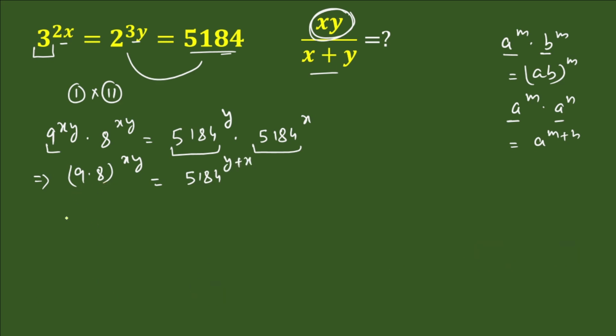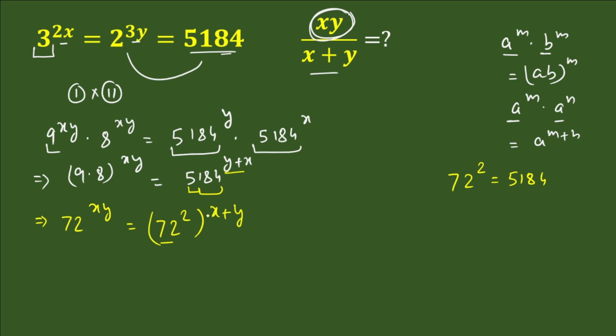Now in the next step, 9 multiplied by 8 is 72, and we have the power xy. In the right hand side we have 5184, which is the square of 72. 72 square is 5184, so we can write it as 72 square, and its power again is y plus x, so we can write x plus y. Now in the right hand side we have base and power, and the whole is raised to the power x plus y, so we'll multiply these powers. Now look here, in the left hand side we have 72^(xy), equal to 72 with power 2 multiplied by x plus y, right?